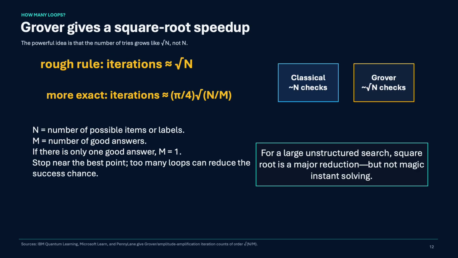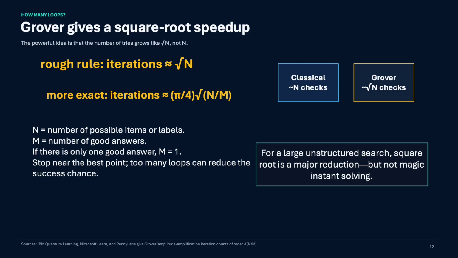How many Grover loops? So Maya is excited. She says, "Let's repeat the oracle and diffusion thousands of times." The librarian immediately stops her.